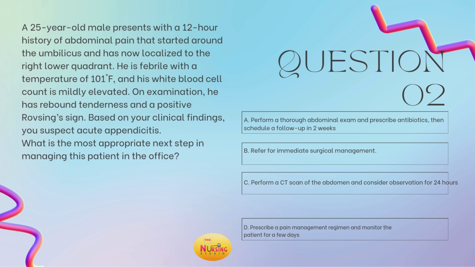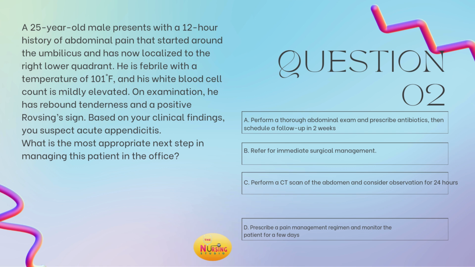Is it A, to perform a thorough abdominal exam and prescribe antibiotics, then schedule a follow-up in 2 weeks? B, refer for immediate surgical management? C, perform a CT scan of the abdomen and consider observation for 24 hours? Or D, prescribe a pain management regimen and monitor the patient for a few days? Take a moment and tell me what you got, y'all.